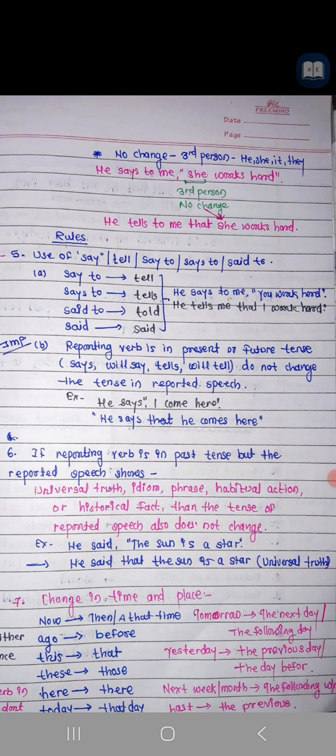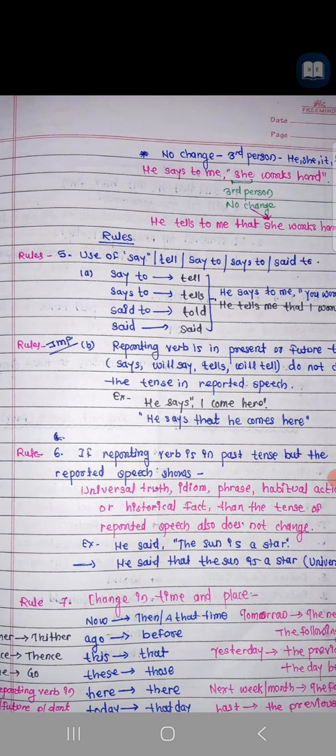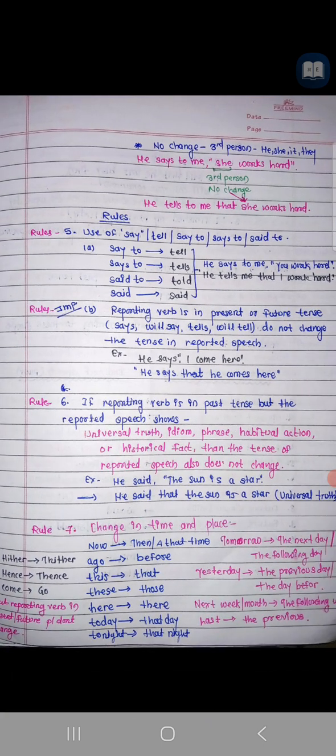Let's see the rules one by one. Rule number 5. I have already covered rule 4. Rule 5: use of say, tell, says to, say to, said to. They convert into this format. Say to changes into tell, says to changes into tells, said to into told, and said changes to said. For example, he says to me, "You work hard." It's direct speech. Indirect: he tells me that I work hard.